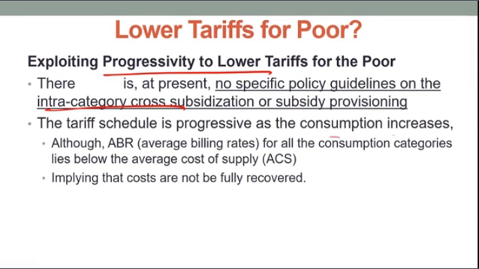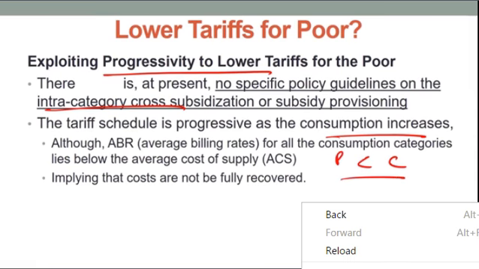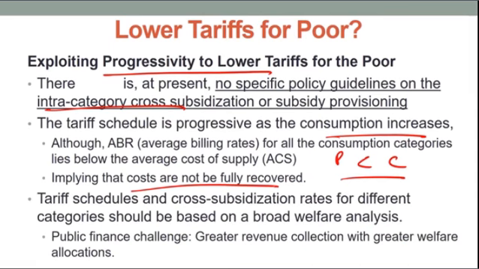Now, as consumption increases, the tariff schedule is progressive, because if you are paying your electricity bills, you will know that as you increase your electricity consumption, your bill also increases. However, even after that, the price is still more often than not less than cost. So there are still costs to be fully recovered, which we should be aiming towards. Here it's a public finance challenge: greater revenue collection with greater welfare allocation. We shouldn't hurt the poor, and at the same time we should get more money. How to do it is cross-subsidization.